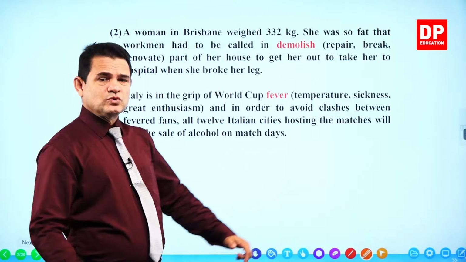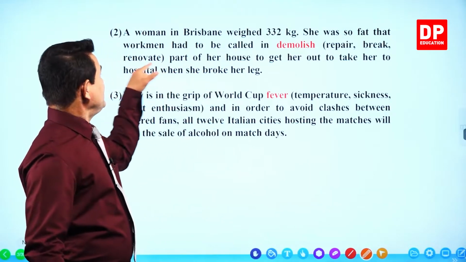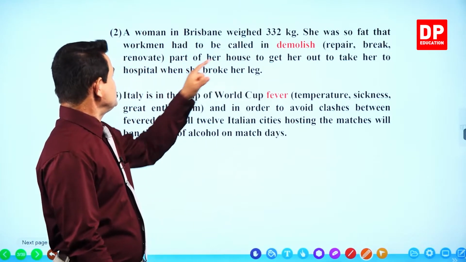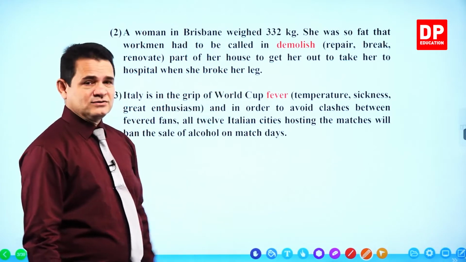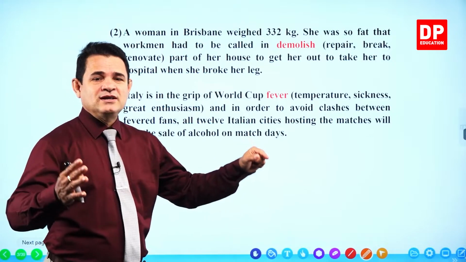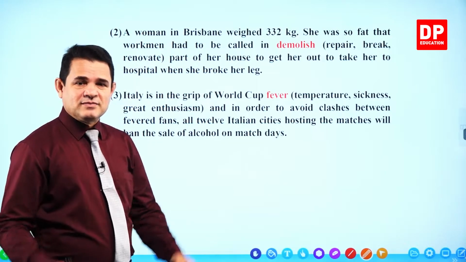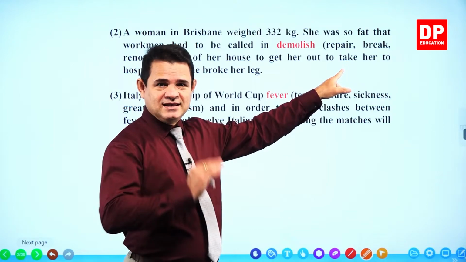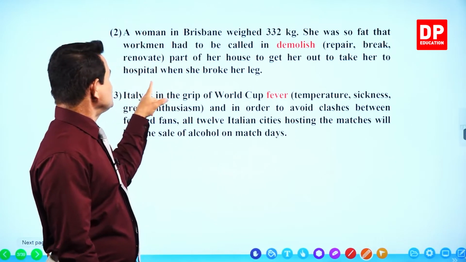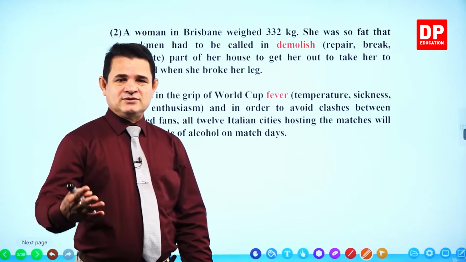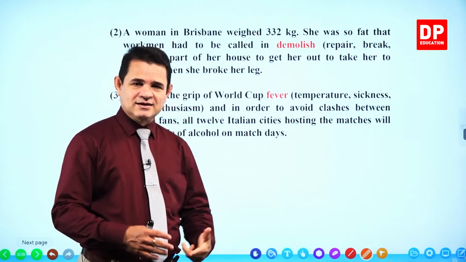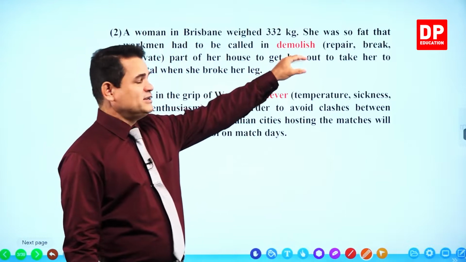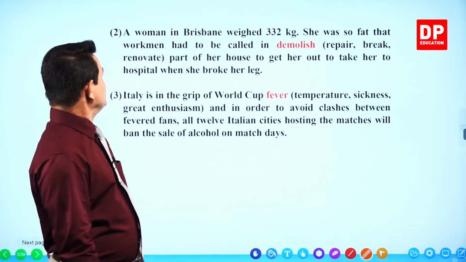332. She was so fat that workmen had to be called in to demolish what? Part of her house. එයාගේ ගෙයි කොටසක් demolish කරන්න වැඩට මිනිස්සු ගන්න ඕනි නිසාලු. මොකටද? To get her out. එයාව එළියට ගන්න. ගෙයින් එළියට ගන්න. To take her to hospital when she broke her leg. එයාගේ ඇතුළේදී කකුල කැඩුනා. එයාව එළියට ගන්න ගෙයින් කොටසක් demolish කරන්න උනා. එතකොට මොකද්ද මේ demolish කියන්නේ? Right? Now you can guess the meaning.